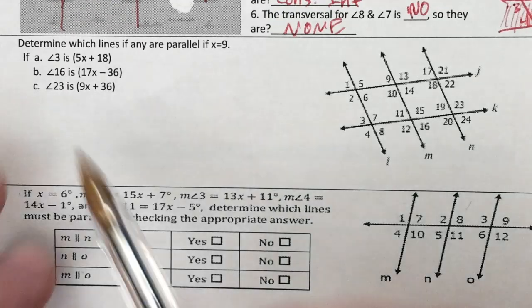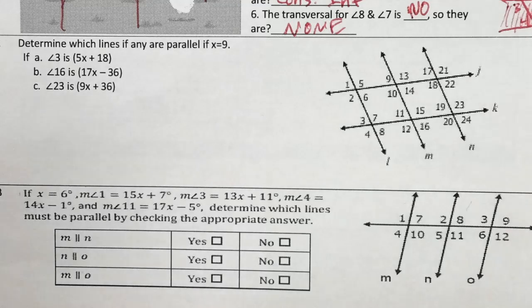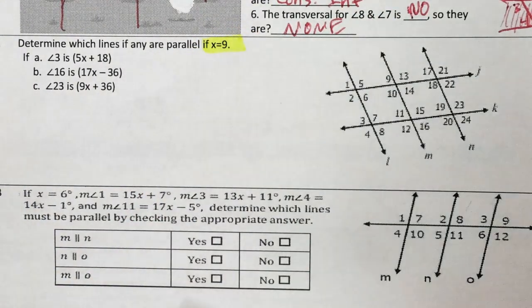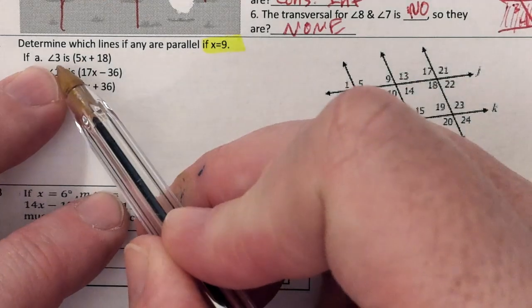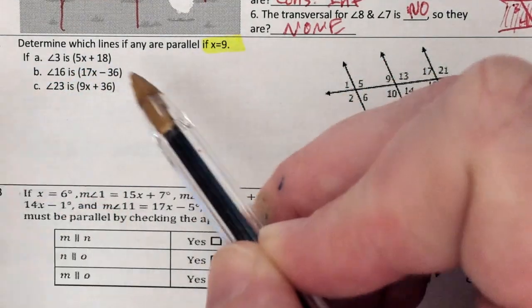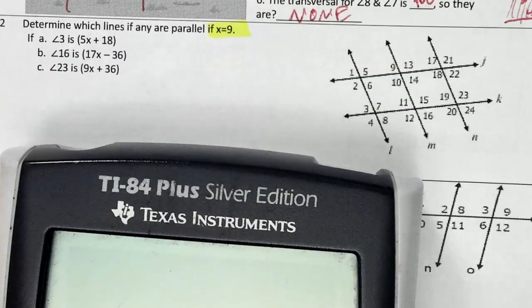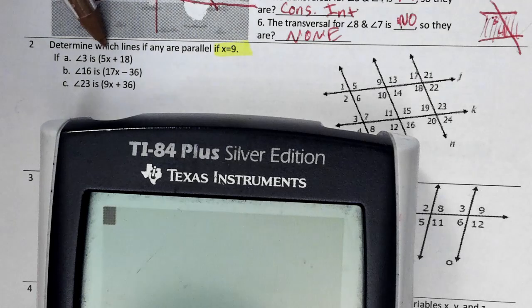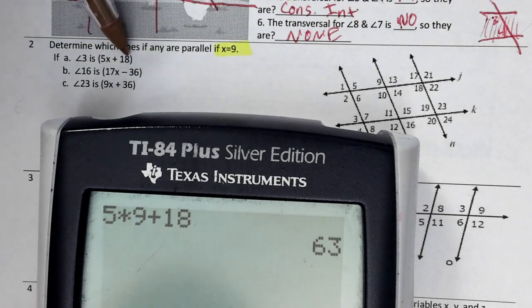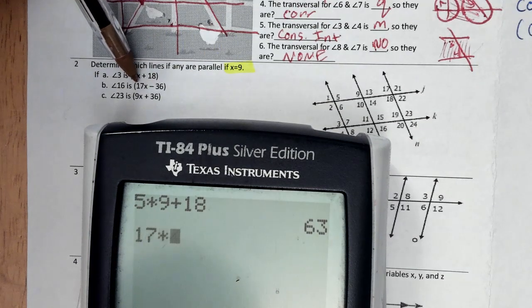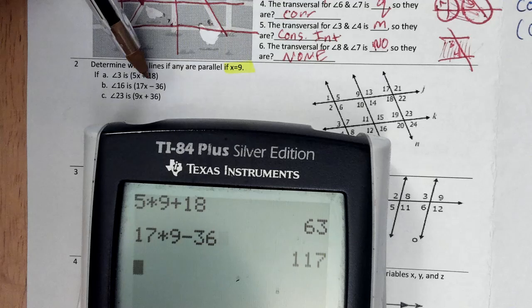All right, so for number 2, they were really nice enough to actually tell us what x is. So x is 9. All right, so x is 9, and they said angle 3 is 5x plus 18. So all we have to do is plug that in. So in my calculator, and I'll show my calculator as I type this in. All right, we have 5 times 9 plus 18. So that is 63. And then we have 17 times 9 minus 36.